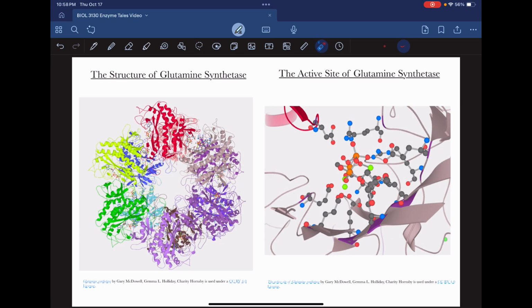First, as a short introduction, this is what glutamine synthetase looks like. I have included an attribution below, which I will do for all illustrations I did not draw myself. All references will be included at the end of the video as well. Here's the active site of glutamine synthetase, where the mechanism I will be describing takes place.